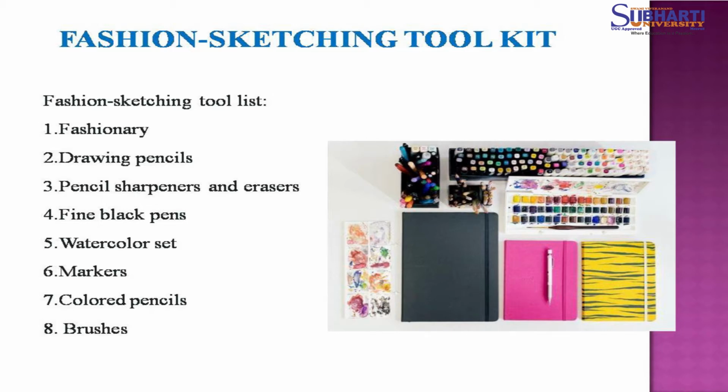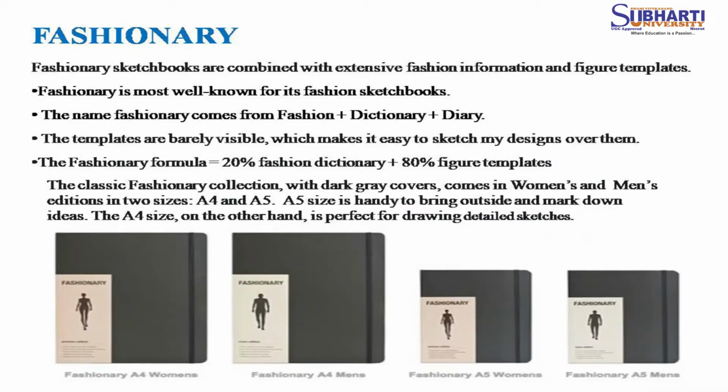Now as you can see, there is a list of fashion sketching tools. The first tool is Fashionary, second one is drawing pencil, third pencil sharpeners and erasers, fourth one is fine black pens, fifth one is watercolor sets, sixth is markers, seventh is colored pens, colored pencils and eighth is brushes. So this is the list of the fashion sketching tool kit which we are going to discuss now.